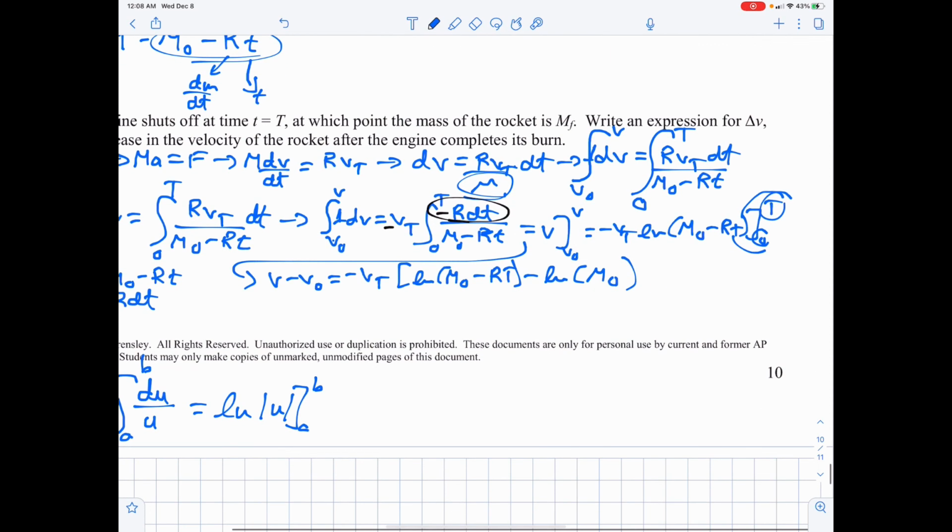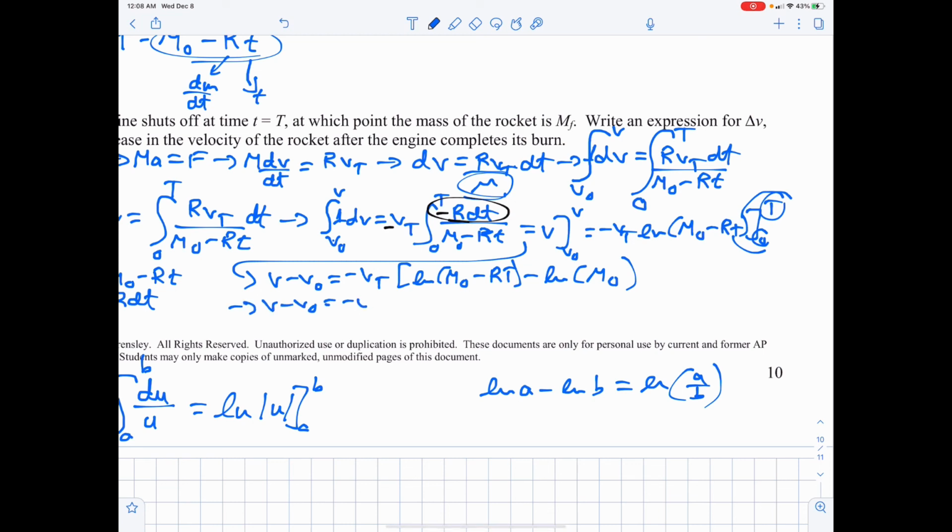Now, you remember your rules for logarithms. ln of a minus ln of b is ln of a divided by b. The logarithm of a quotient becomes the difference of those logs. So I'm going to go backwards. I've got a difference here. I'm going to write it as a quotient. So this becomes v minus v naught equals negative vt times the natural log of m naught minus rt over m naught.